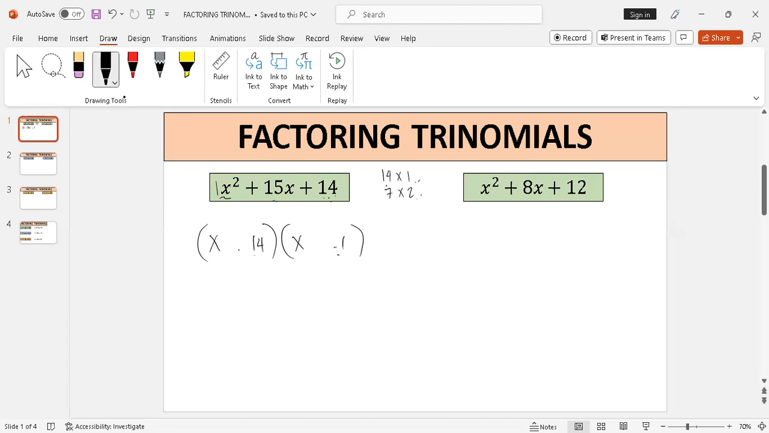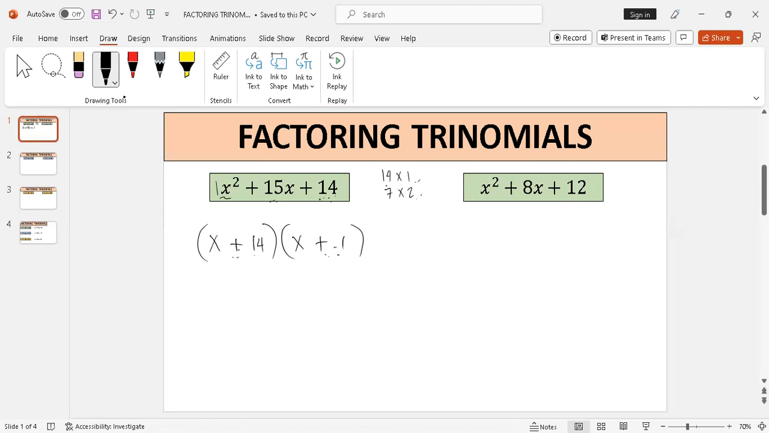Ngayon, ano yung magiging symbols dito? Always take note na kung ang gamit na symbol sa middle term and sa last term ay parehas plus, ang magiging factors ay magagamit din ng plus. Parehas na factors. Addition yung gamit. Okay? So these are the factors of x squared plus 15x plus 14.